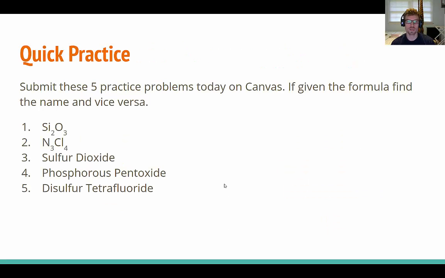So here is your quick practice. I want you to submit these 5 practice problems today on Canvas. For these, if you're given the formula, find the name and vice versa. So 1 and 2, you're going to be writing the names. And then 3, 4, and 5, you're going to be writing the formulas. Okay, so pause the video and go ahead and answer these and submit them on Canvas.